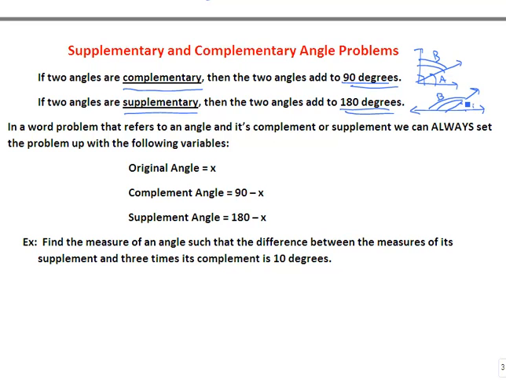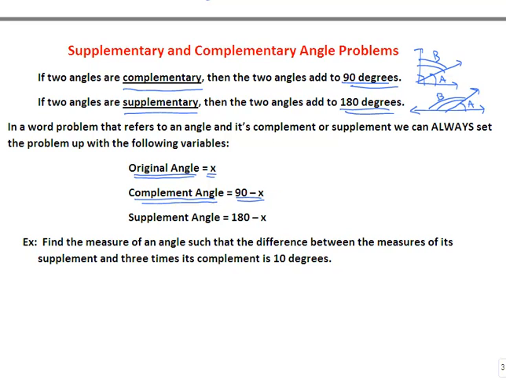Okay? Now in word problems, you will often see problems that ask you to find an angle, but at the same time they refer to that angle's complement or supplement. So whenever you see the words complement or supplement in a problem, you can usually always set up the problem exactly the same way. What you're going to do is you're going to let your original angle, the one you're looking for, that's always going to be the one we call x. The complement of that angle is automatically going to have to be 90 minus x.